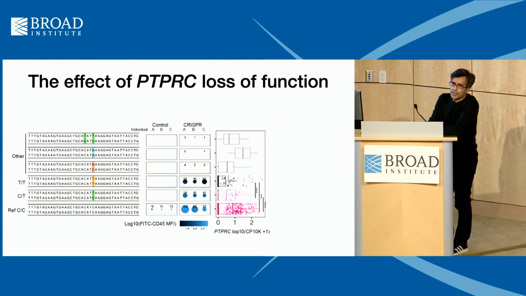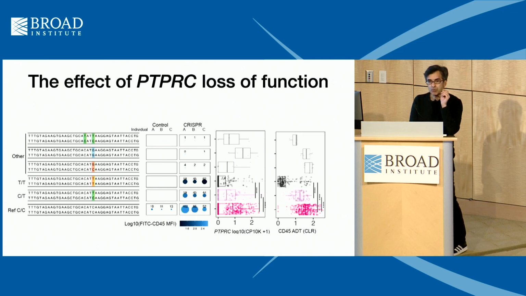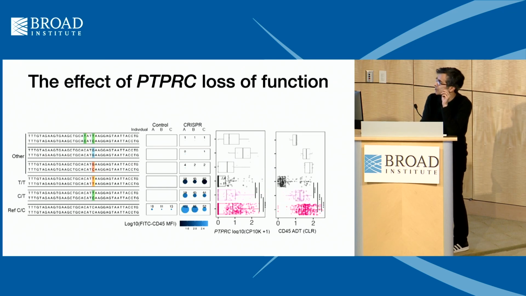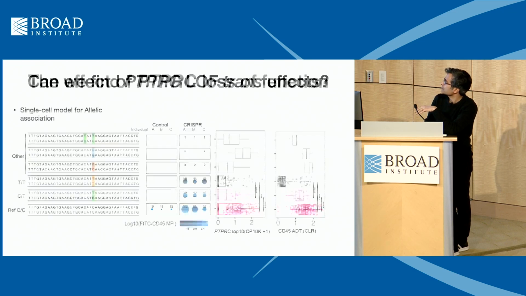Now if you look at the RNA levels, you see a reduction in expression as you go from 1 to 2 alleles. This is probably driven by nonsense-mediated RNA decay. But more strikingly, when you look at the protein levels, that's where you see a real difference. The individuals that have 2 of these loss of function alleles, TT, have almost no protein expression of CD45, which is the gene encoded by PTPRC.